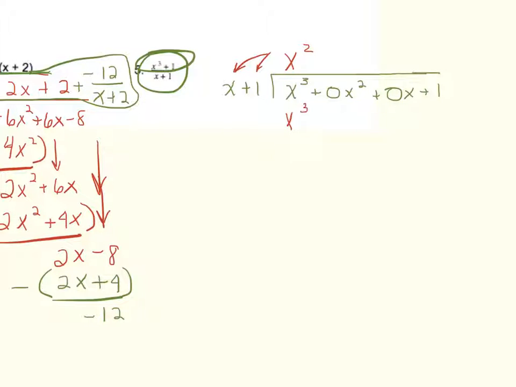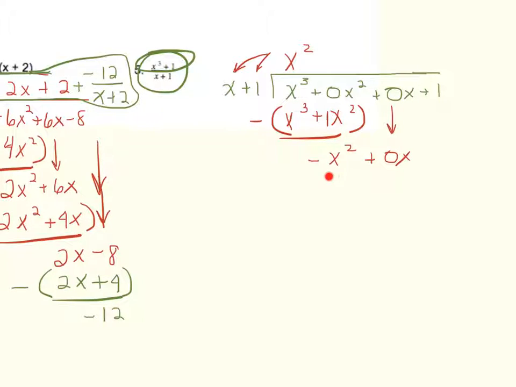x cubed plus x squared, and I subtract. Being careful of the minus signs, x cubed minus x cubed is nothing. 0 minus, let's put a 1 here so you can see it, 0 take away 1 is negative 1x squared. And I bring down my next term. The term I'm bringing down has a value of 0, 0 times x, but that's all right. We're going to let the math do its thing.